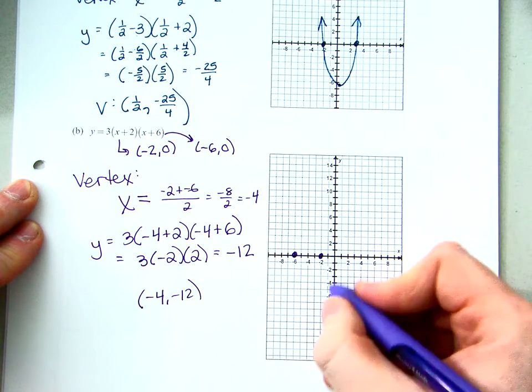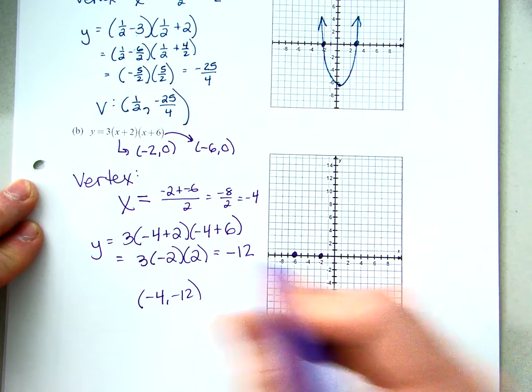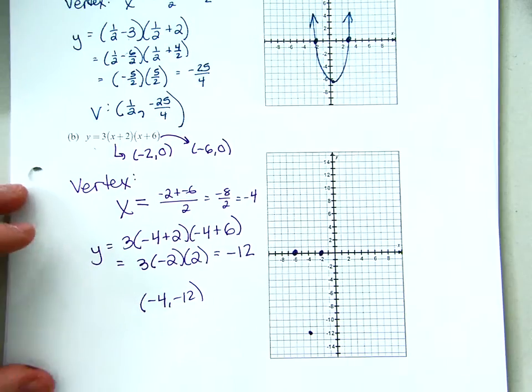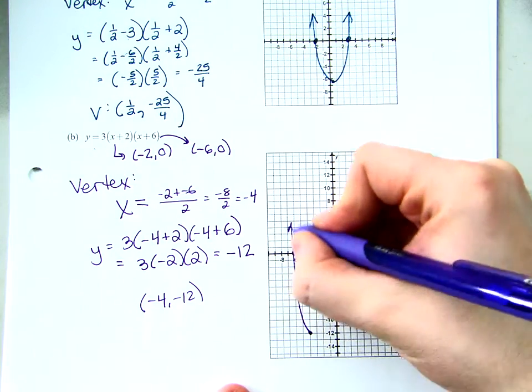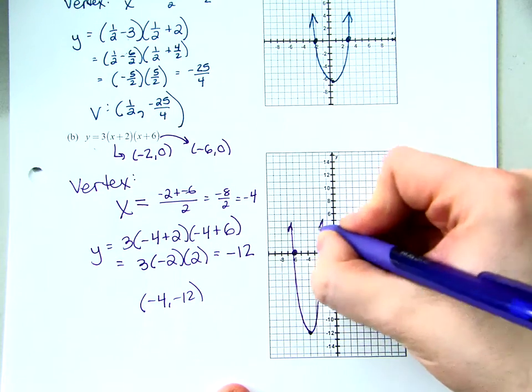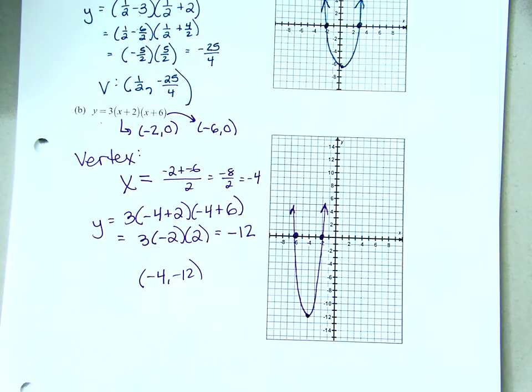(-4, -12). I know right away, because the a value is 3, it should open up. It should be a little narrower than normal, and I kind of feel like if I go and connect those, yep, it's going to open up, be a little narrower than normal. Any questions or issues here?